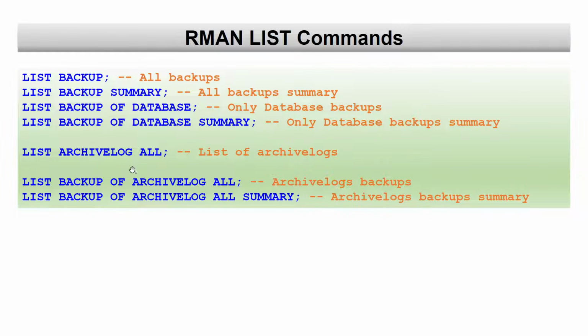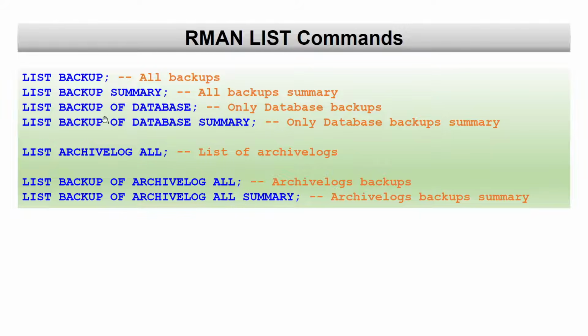Now, once you have taken the backup, you want to see whether the backups are there and what backups are available. So list backup will list all the backups: the control file backups, the level 0 backup, level 1 backup, full backup, the image copy backup, the control file autobackup, and Archivelog backup. So list backup will show you all of the backups. List backup summary is basically the summary of the backup. Whatever backups are taken, the summary of those backups will be shown in list backup summary.